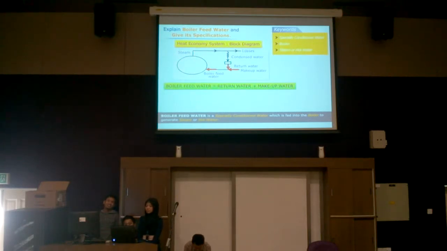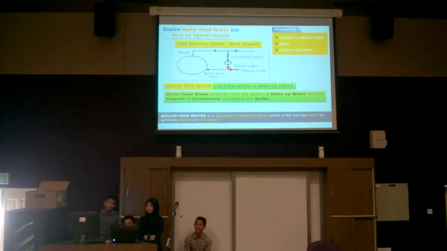It is this combination of return water and makeup water which is fed into the boiler as the boiler feed water to generate steam. Note that boiler feed water depends upon the quality of the makeup water and the amount of condensate returned to the boiler.